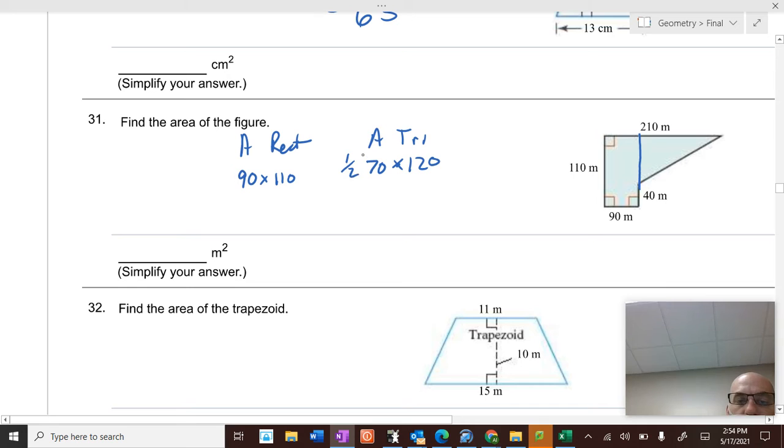Times 1/2, because it's 1/2 the base times the height, because it's a triangle. All right, so this is 9,900. This is 4,200. If we add them together, it's 14,100.